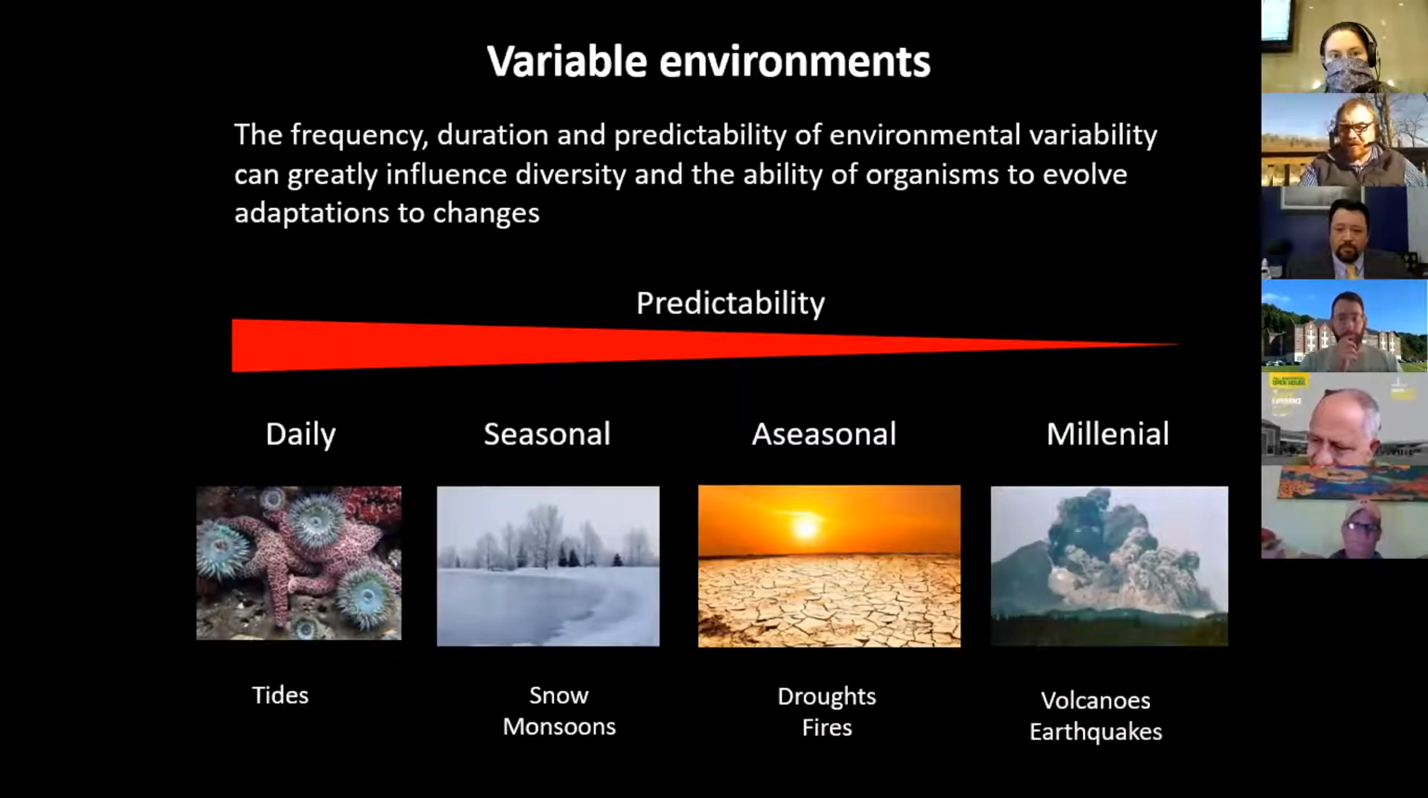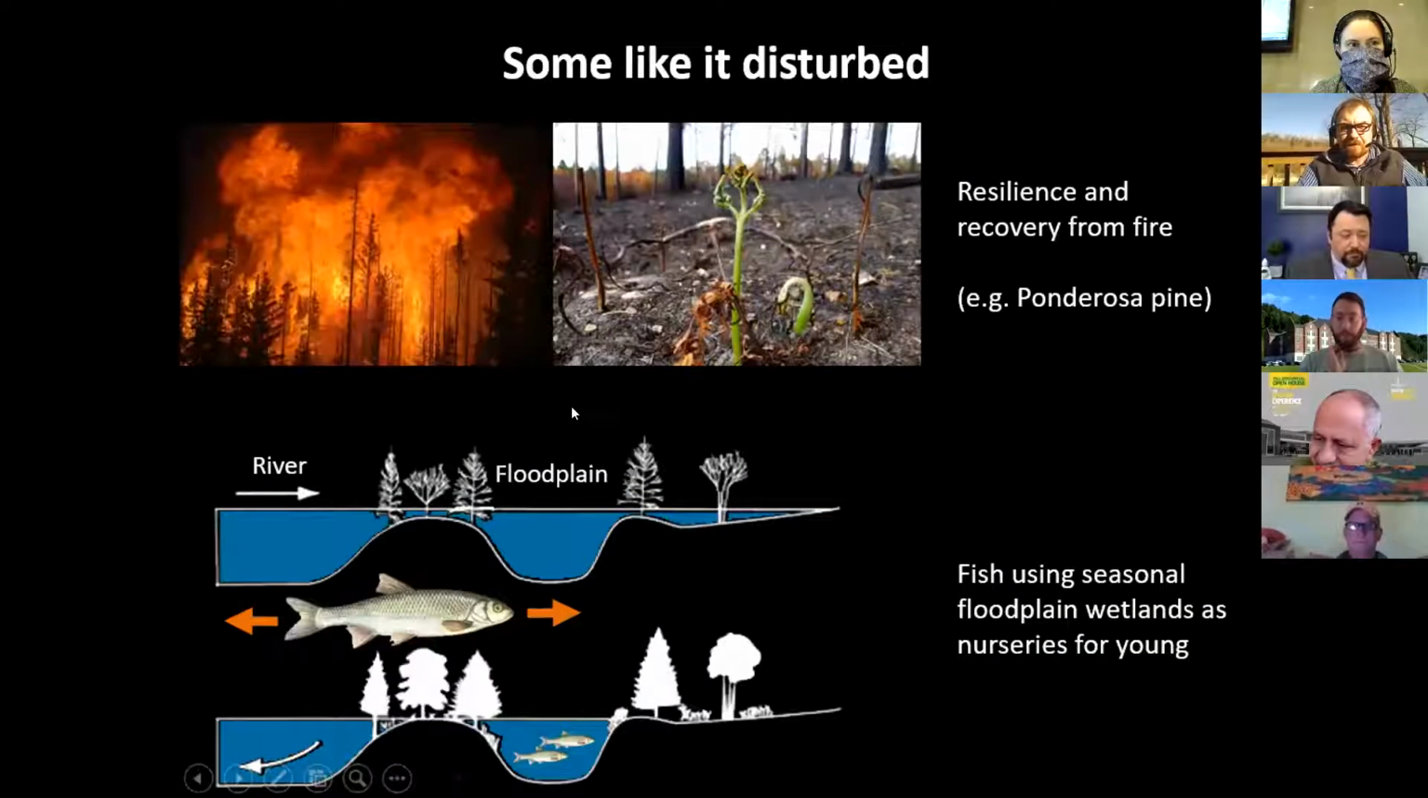And then you also have extremes where it's really unpredictable. They might happen every century or even millennia, like volcanoes or earthquakes. I'm going to be talking more about these aseasonal disturbances, but before I get to that, I'll talk a little bit about the seasonal disturbances too, and how they influence species distributions.